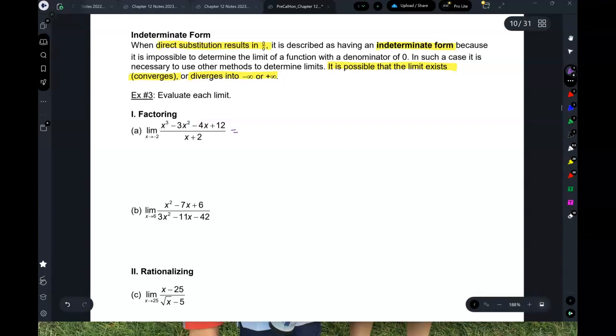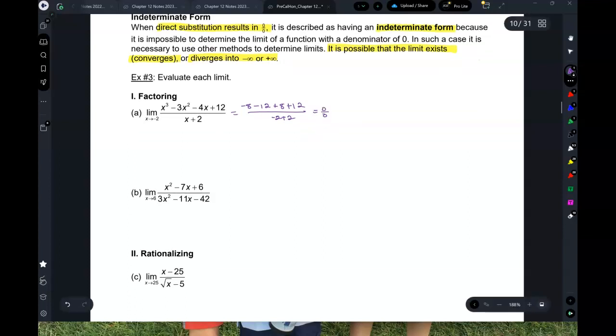So you get negative 8 minus 12 plus 8 minus 12 over negative 2 plus 2, which is 0 over 0. So that's indeterminate form. That tells you that you have to do something else. So we are going to factor this. Now, we're going to factor by grouping.